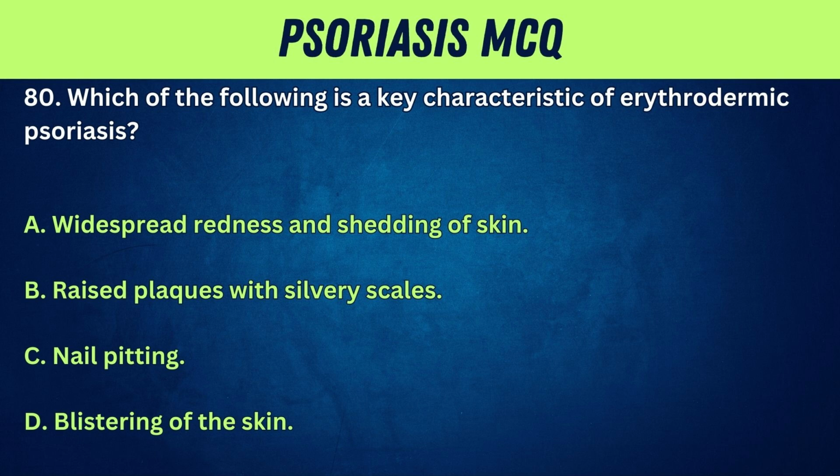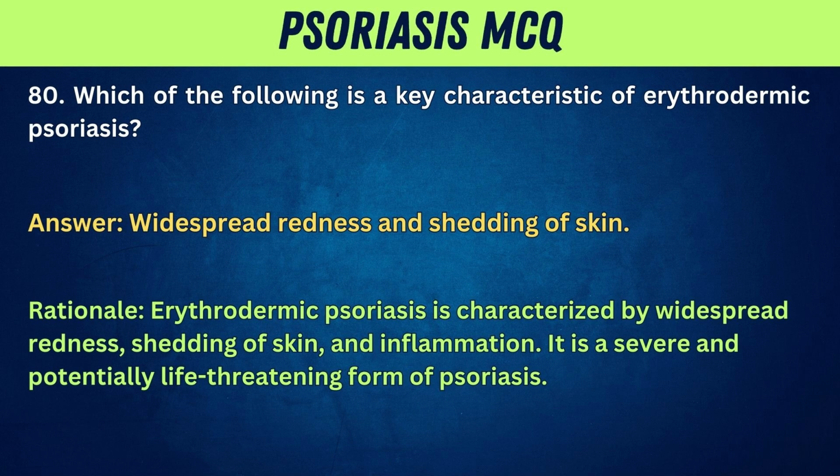80. Which of the following is a key characteristic of erythrodermic psoriasis? A. Widespread redness and shedding of skin. B. Raised plaques with silvery scales. C. Nail pitting. D. Blistering of the skin. Answer: widespread redness and shedding of skin. Rationale: erythrodermic psoriasis is characterized by widespread redness, shedding of skin, and inflammation. It is a severe and potentially life-threatening form of psoriasis.